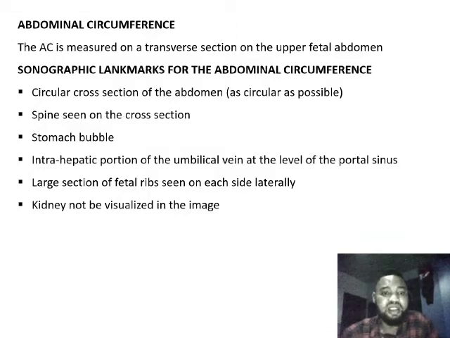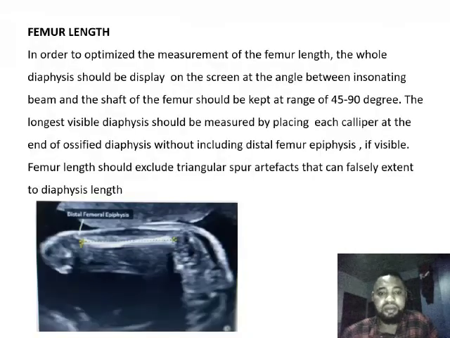The spine is seen on the cross section. The stomach bubble must be seen too. The intrahepatic portion of the umbilical vein at the level of the portal sinus must be seen. A large section of the fetal ribs is seen on each side laterally. The kidney is not visualized in the image when you want to measure abdominal circumference.